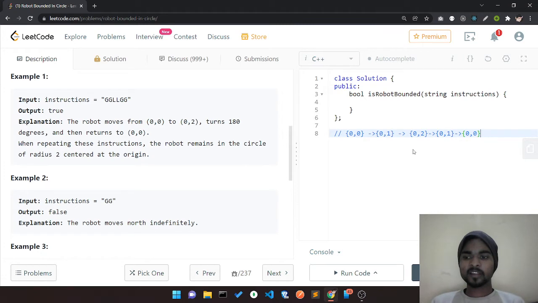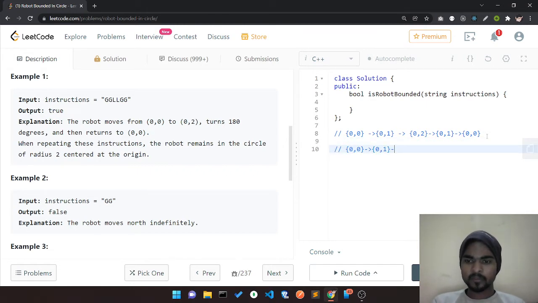But let's try another case. Example 2, where we are given GG. In my initial case, my robot is standing at the position 0 comma 0. If I execute the first G, it reaches 0 comma 1.